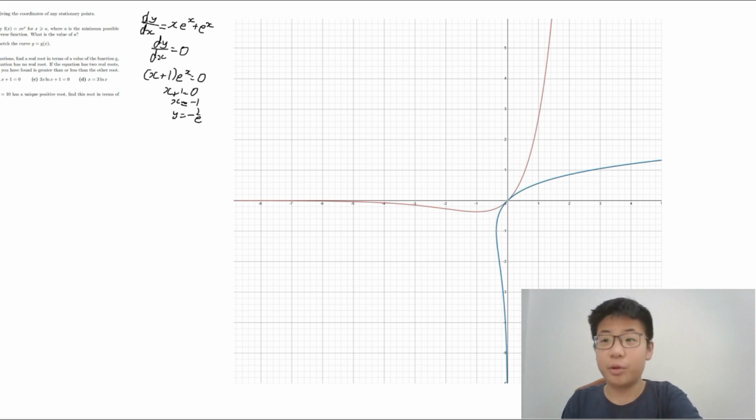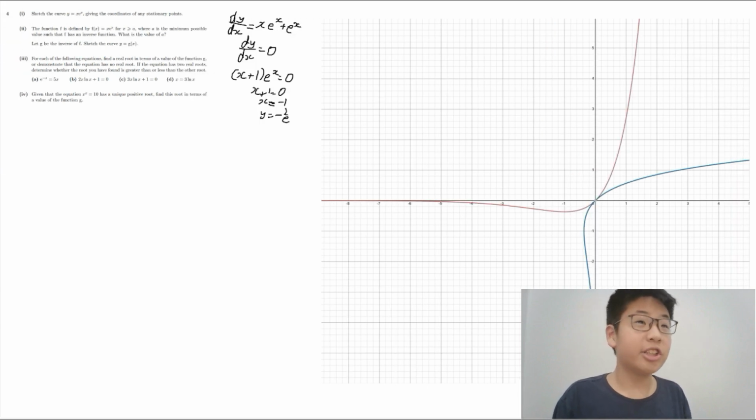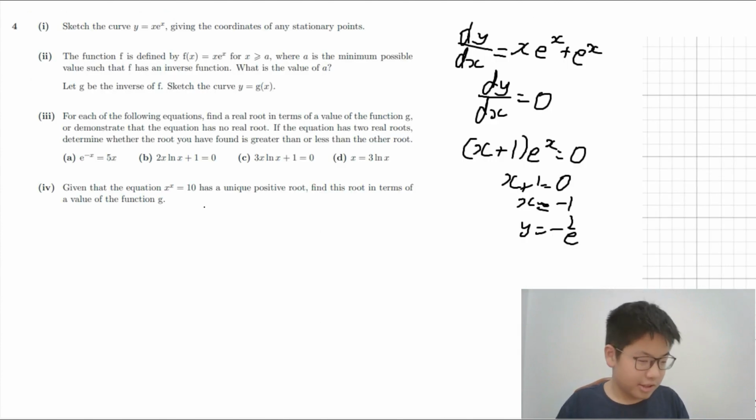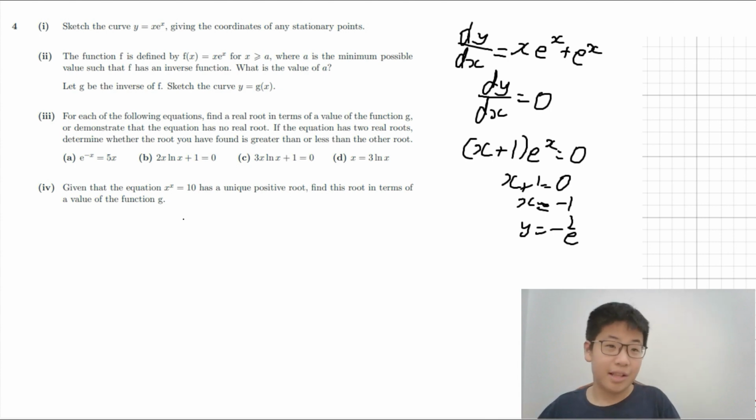Why the inverse? We'll go through it later and show why the inverse is important to this discussion. The function f is defined by f(x) equals x e^x for x at least a, where a is the minimum possible value such that f has an inverse function. How do we do this? In order for this function to have an inverse, it must be one to one: all values of x map to exactly one value of y. An example of a one to one function is e to the power of x. What is the value of a? Well, a is negative 1, due to the stationary point at x equals negative 1.